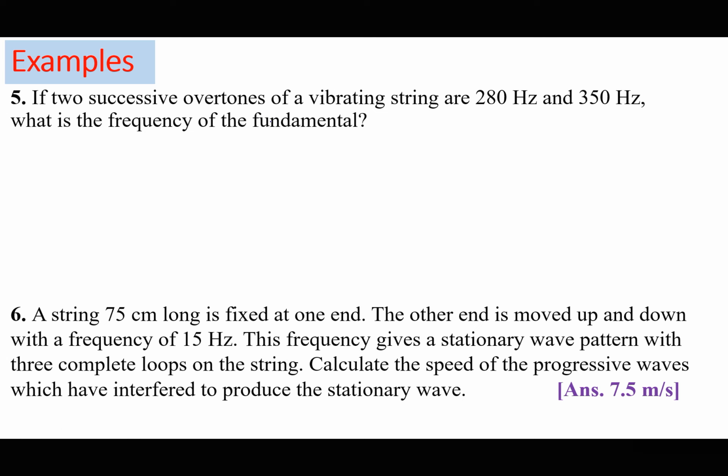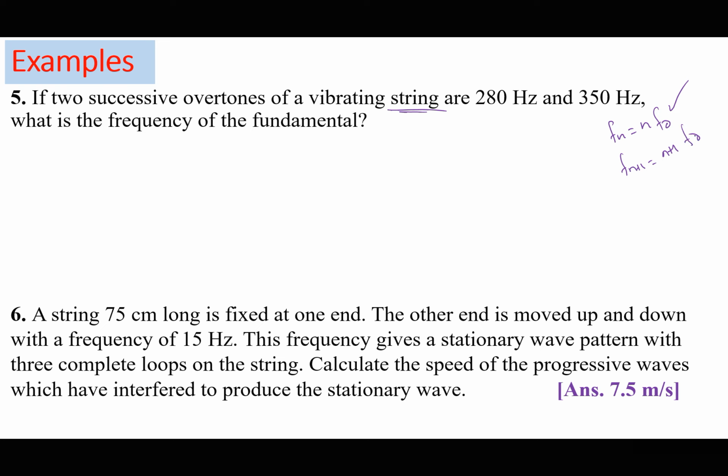If two successive overtones of a vibrating string... it is a string. So if the first one is F1, the second one is F2, and so on. They are successive, that means one to the next. In general, remember for a vibrating string, the frequency Fn is equal to n times F naught. So if this is the first one, then the next one is going to be, we go on adding 1 because all harmonics are present. So the second one is going to be Fn plus 1, which will be n plus 1 times F naught.